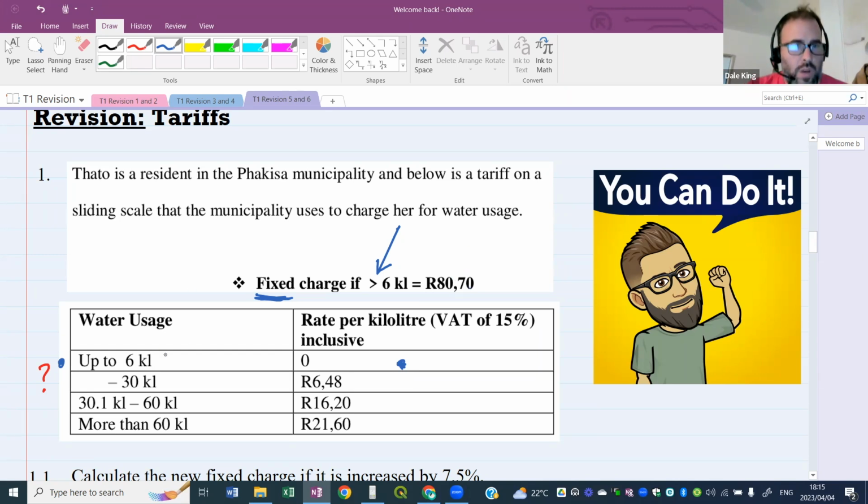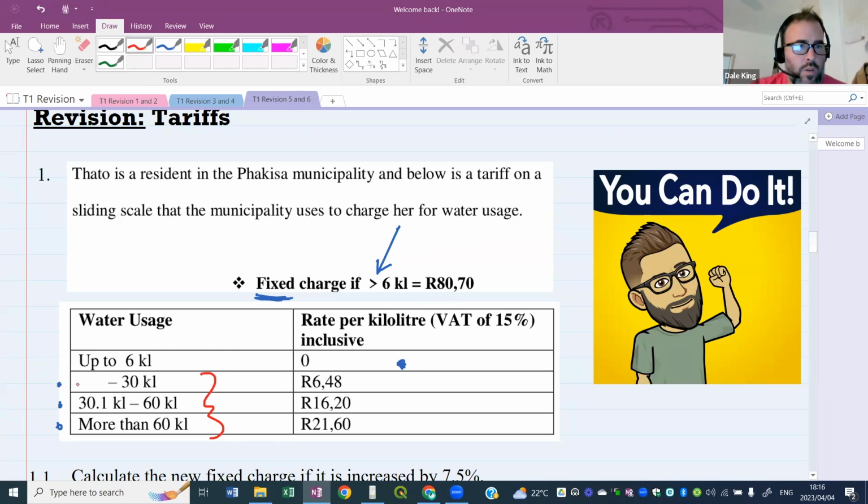So for every single row, if we go to the table on the left-hand side now, every single row after six, you're paying this charge. So we are exempt if you're below six, the first row. All three of these are going to have to pay. You're going to be paying a charge if you're in any three of those. So we've got a fixed charge if we go above 6 kiloliters. The first 6 kiloliters is free, and then we've got three rows in brackets here.